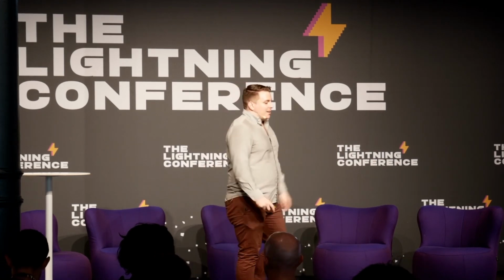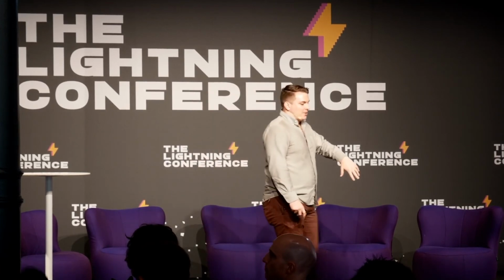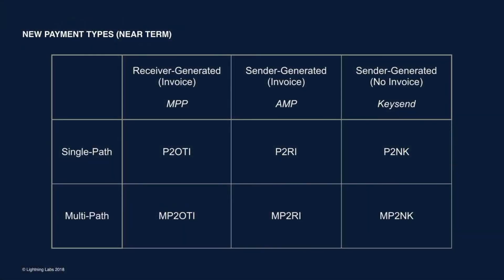And just to go through these acronyms that I made up, the first one is pay to one-time invoice, and below that, multipath pay to one-time invoice, pay to recurring invoice, multipath pay to recurring invoice, and then pay to node key, multipath pay to node key. I just made these up to simplify it. But I think this is an interesting way to think about it. And these are 6 different payment types that'll probably be deployed, like I said, in the next 3 to 6 months, I would guess. Don't hold me to that.